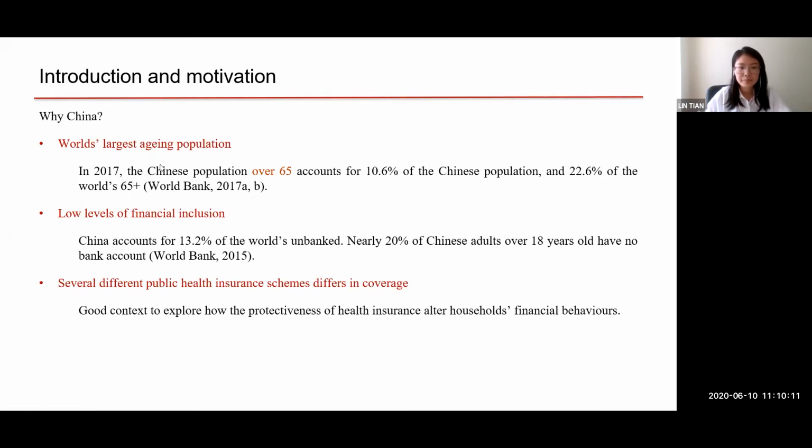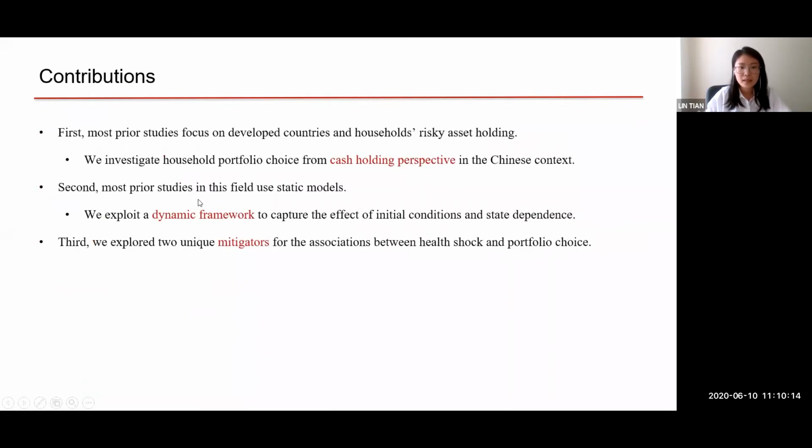And our study mainly has three contributions to the literature. So first, as I mentioned, most prior studies focus on developed countries and households' risky asset holding. And we are looking at the relationship between health shock and portfolio choice in developing countries, and from the cash holding perspective, which is more realistic because in developing countries, only a small portion of the population hold risky assets.